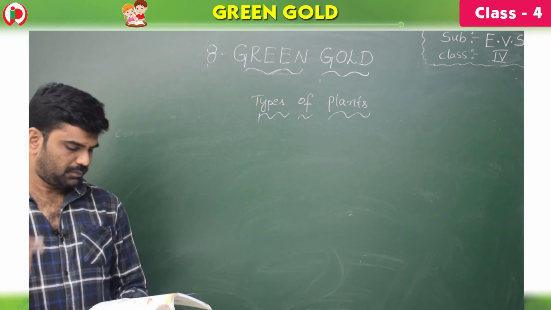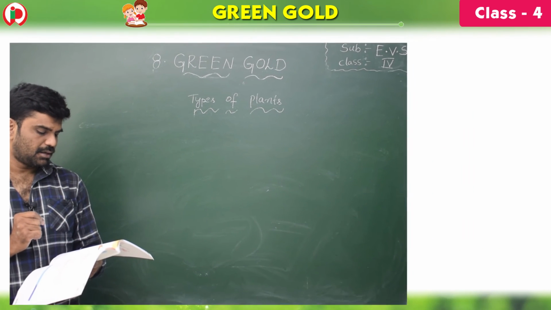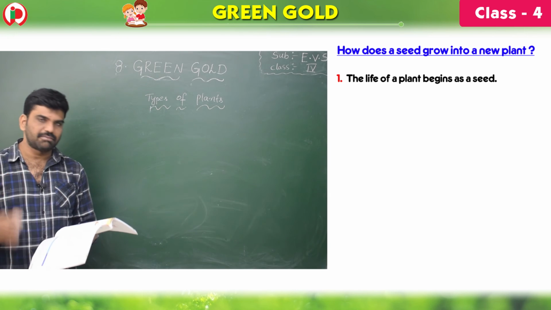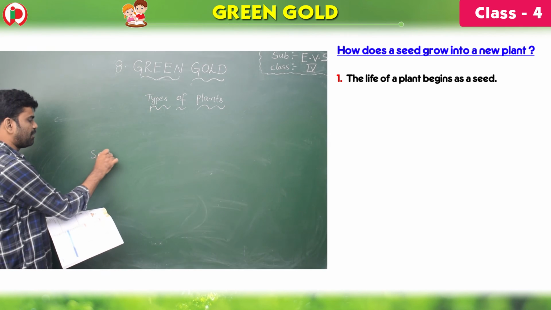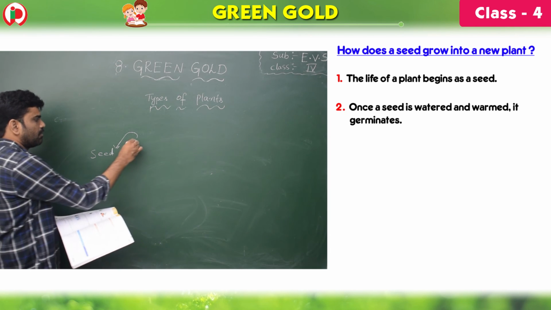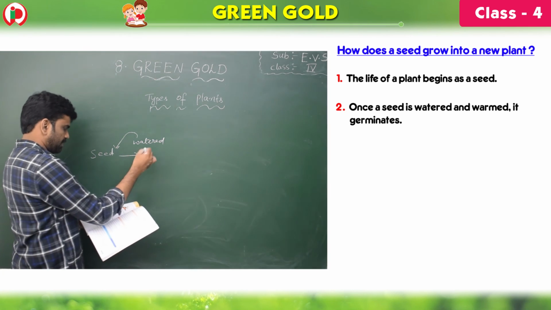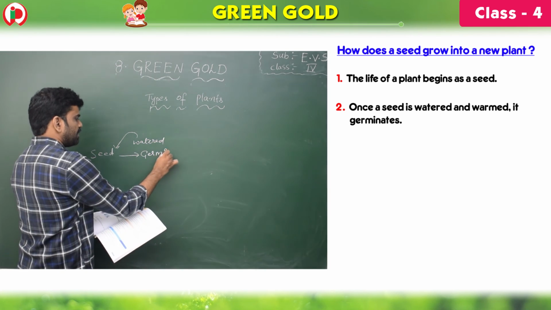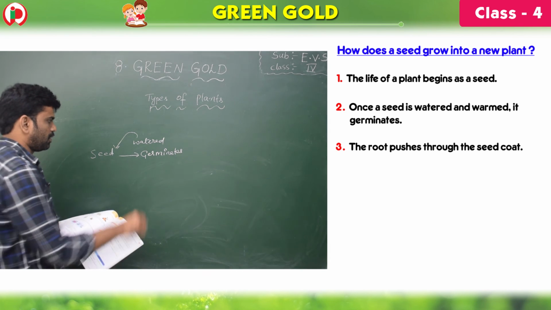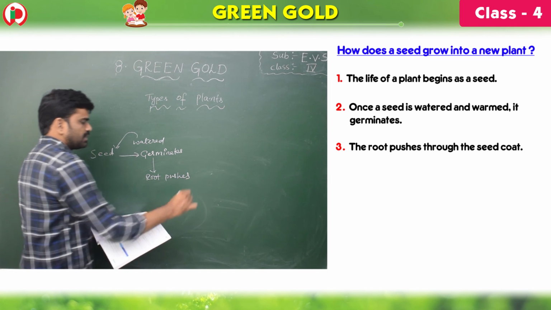Children, see page number 64. Now we are going to learn how a seed grows into a new plant. The life of a plant begins with a seed, children. Once the seed is watered, it germinates. Already we have seen this in the life cycle, children. The next step is the root pushes through the seed coat.